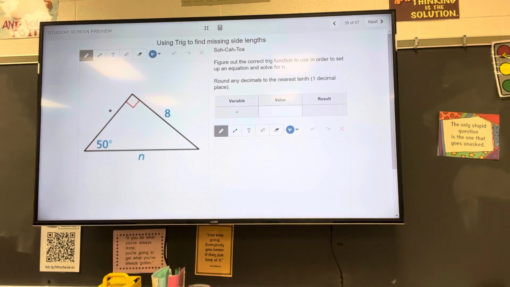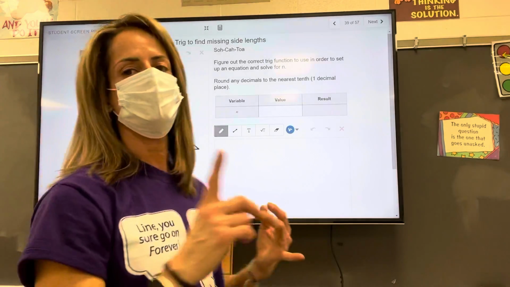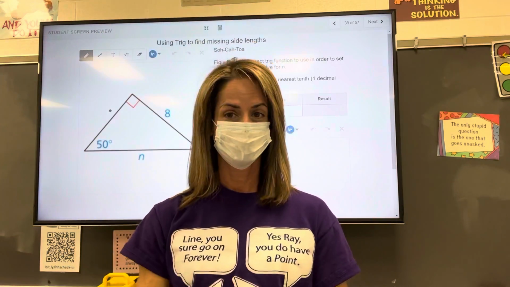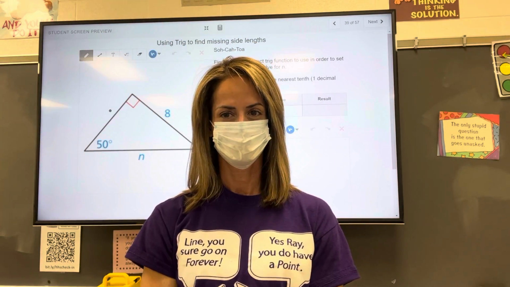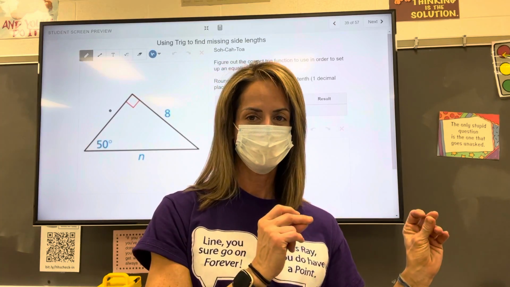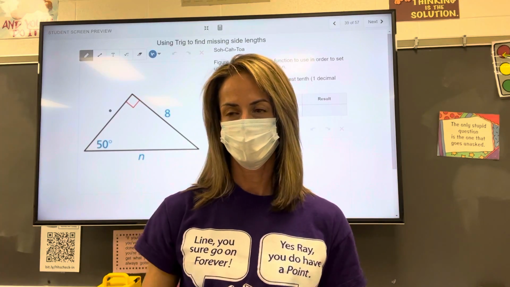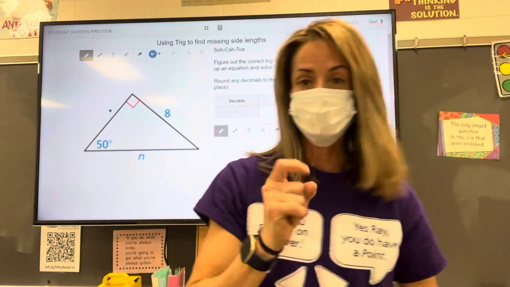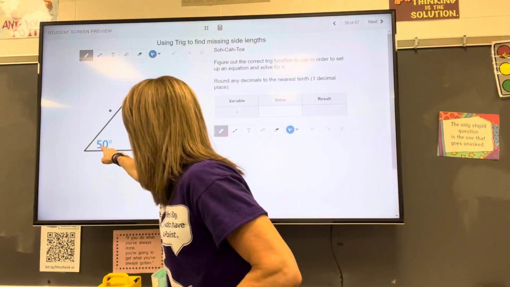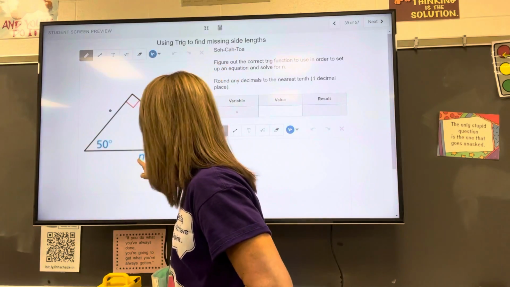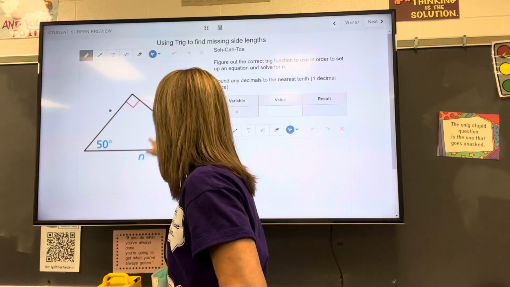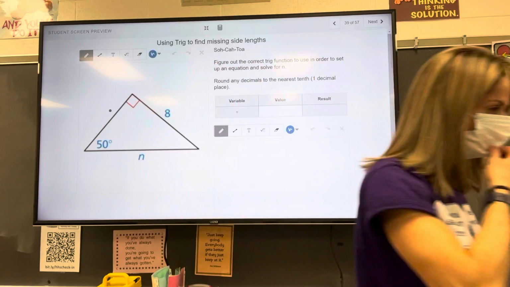Which trig ratio uses opposite and hypotenuse? Good. Sine, right, okay. So the sine of this angle is opposite over hypotenuse. The sine of 50 is 8 over n. That's how we set it up. Let's write it.